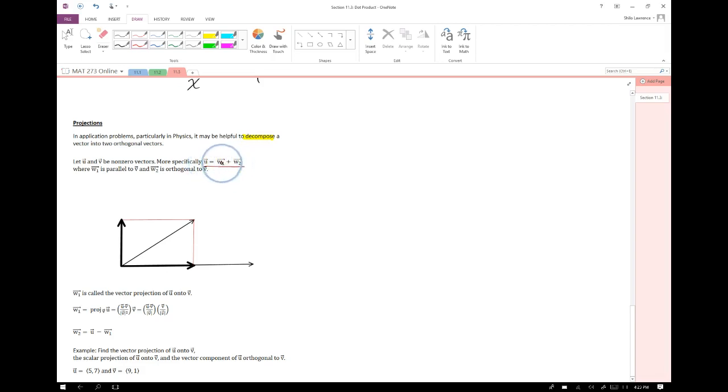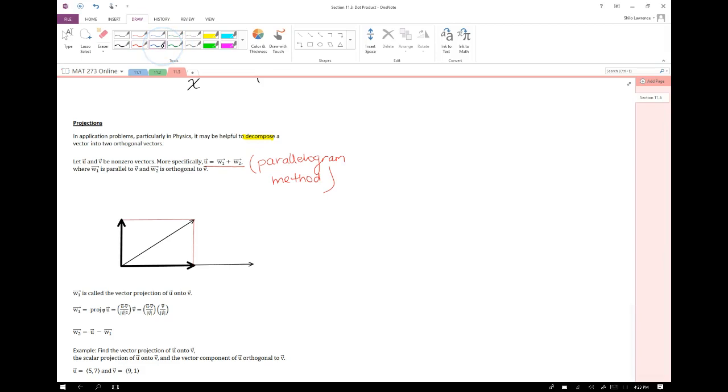And when you see this sum here, you should think parallelogram method. That's how we add vectors together, is we do a parallelogram and draw the diagonal. Understanding that will make this picture look a lot easier. W sub 1 is going to be parallel to vector v, and w sub 2 is orthogonal to vector v.